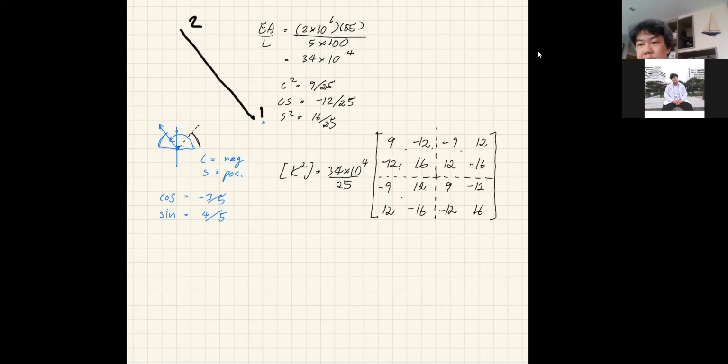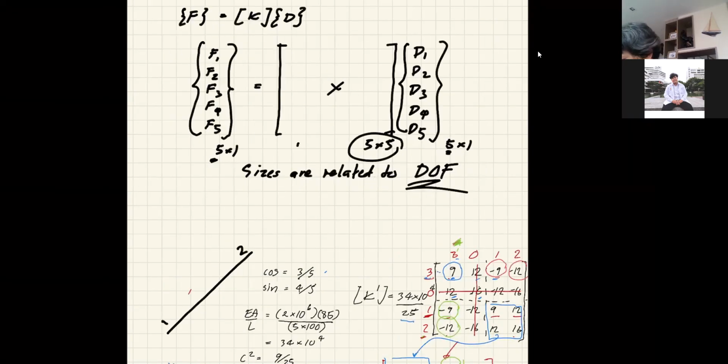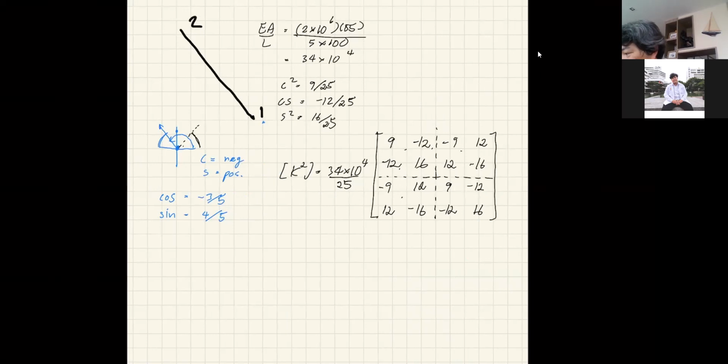Now we just put the code on. The code for this member, if you can remember, is 0012. I use the red one for the code. 0012. You can scratch out the 0 with ease. This is not going to get involved, so that means only this quadrant will go into the stiffness matrix of the entire structure.